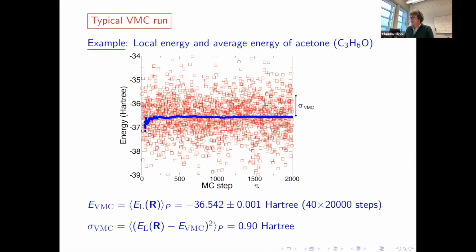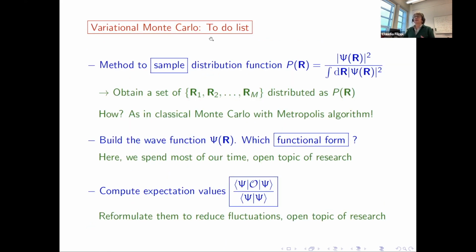Okay. In variational Monte Carlo, therefore, you have a sort of to-do list at the moment. First of all, we keep talking about sampling this distribution function P of R, which is the wave function squared divided by its norm. Which means to obtain a set of configurations in 3N dimensions, which are distributed according to P of R. And as I said, we're going to do this using the Metropolis algorithm.